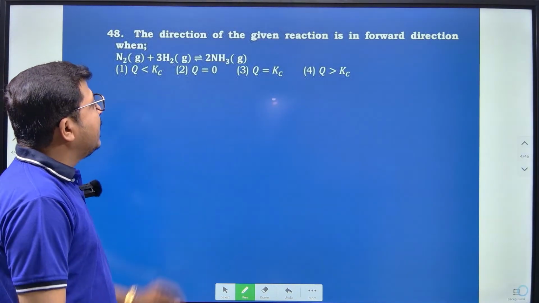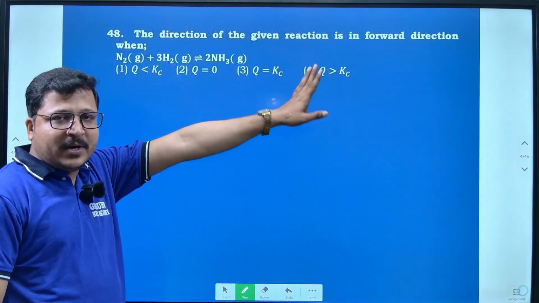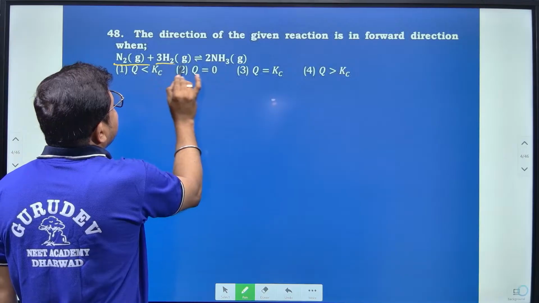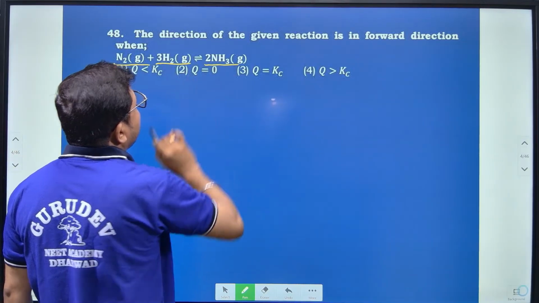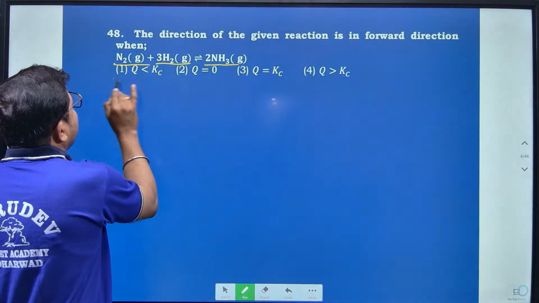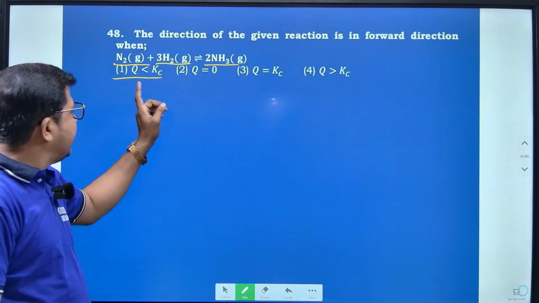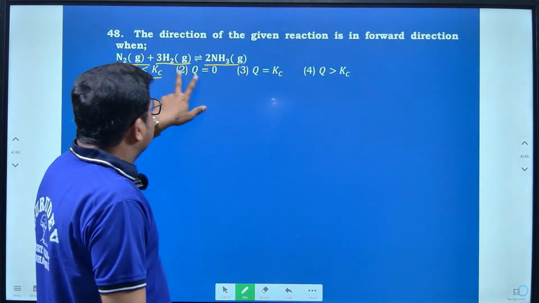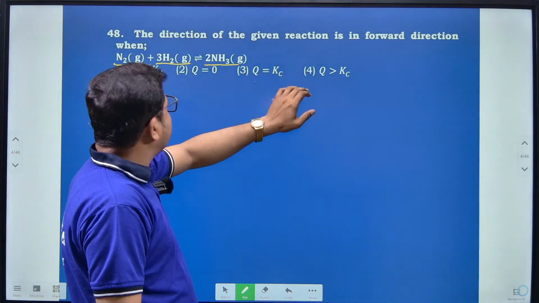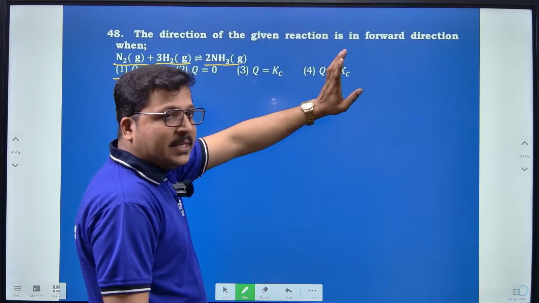The direction of the given reaction is in the forward direction. They have given N2 gas, 3H2 gas, which at equilibrium forms 2NH3 gas. Option number 1 is Q less than Kc, where Q is the reaction quotient. The second option is reaction quotient equal to 0, the third is reaction quotient equal to Kc, and the fourth is reaction quotient Qc greater than Kc.